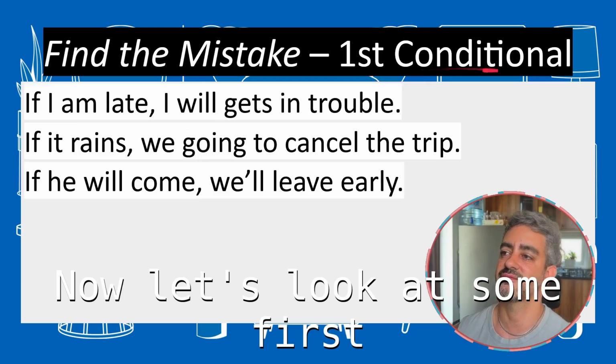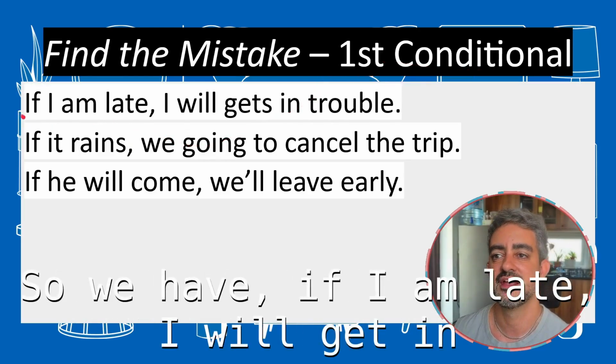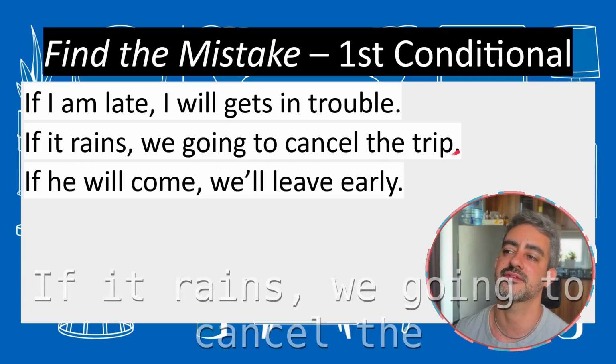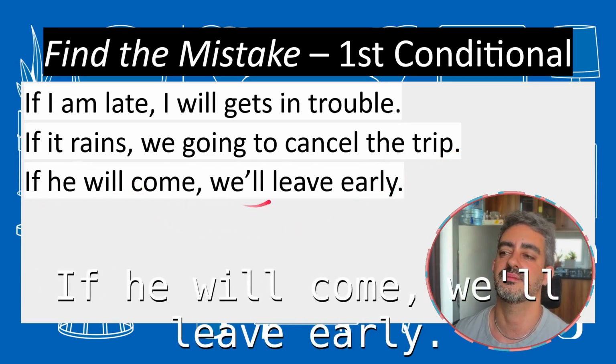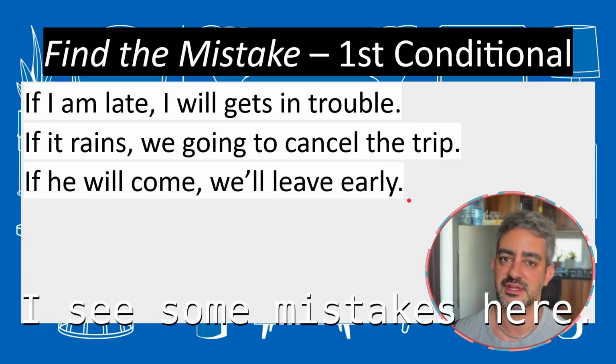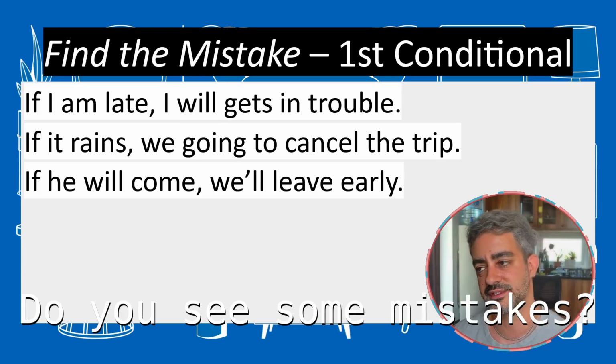All right, now let's look at some first conditional examples. So we have, if I am late, I will get in trouble. If it rains, we going to cancel the trip. If he will come, we'll leave early. I see some mistakes here. Do you see some mistakes?